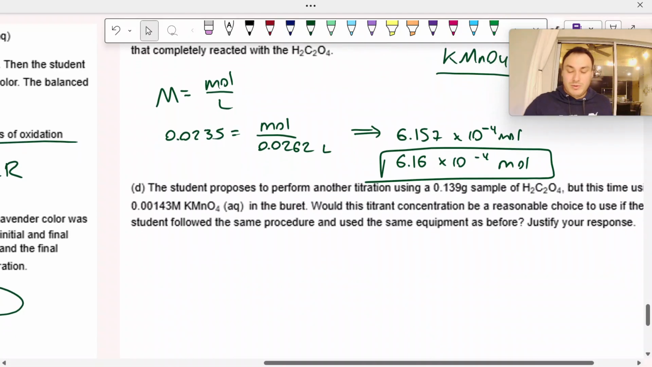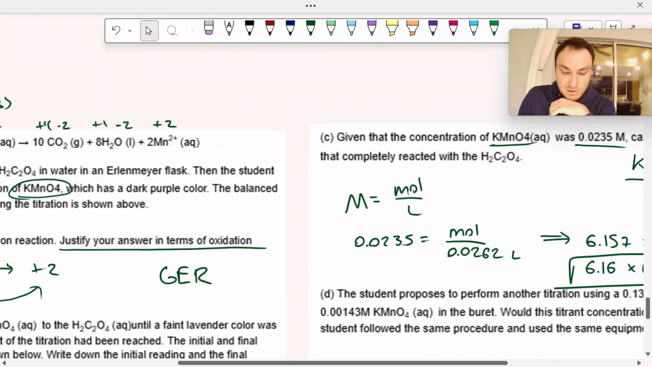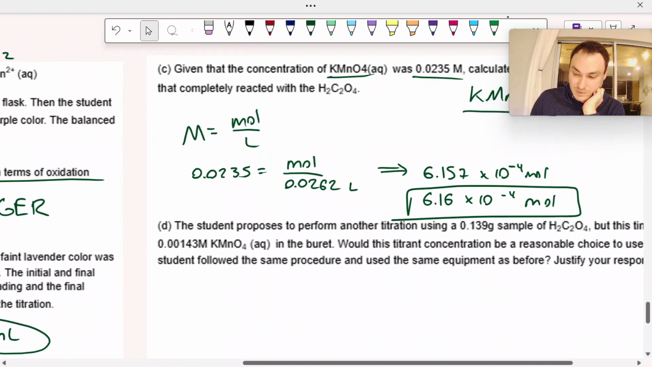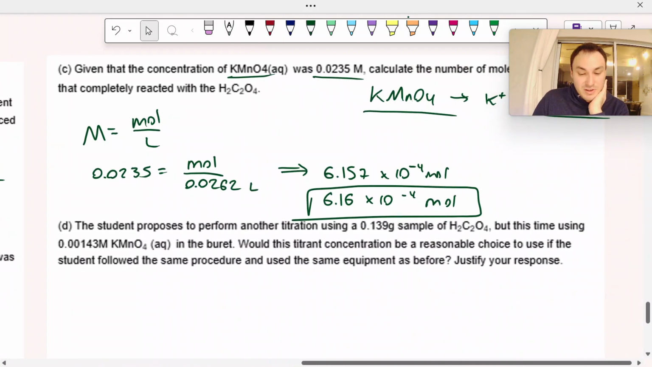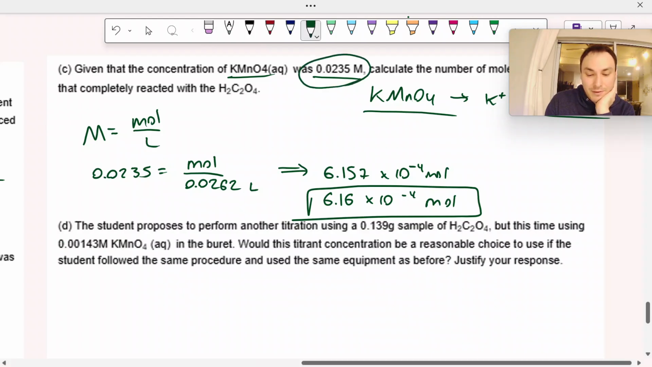The student proposes, for part D, last one, to perform another titration using a 0.139 gram sample of oxalic acid, which I believe is the same amount of oxalic acid. Yep, so the same amount of oxalic acid. But this time using 0.00143 molar potassium permanganate. So if we're doing math back at home, that's like half the concentration. It's like less than half.